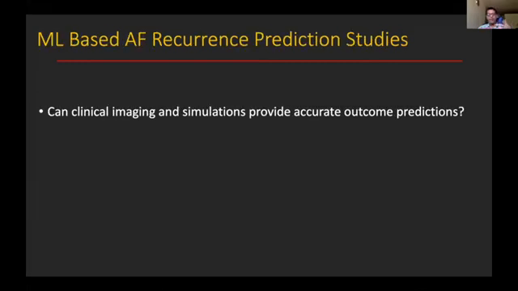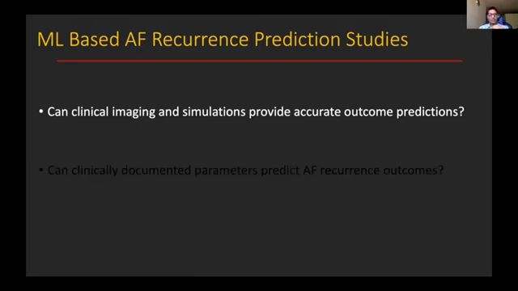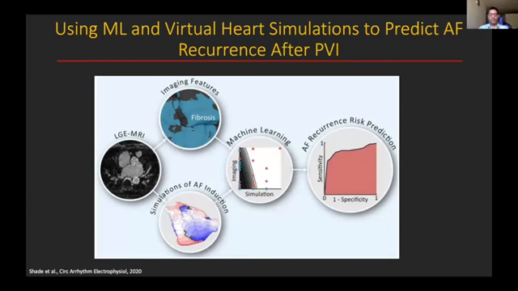Before developing this tool, there were some questions that needed to be addressed. The first question is, it has not been shown that clinical imaging and simulations can predict the recurrence after PVI. So that's one question. And the second question was, we already have these clinically documented parameters. Can we just use those alone and predict the recurrence? So we tried to address these two questions first before developing our tool. Let's first look at the question about clinical imaging and simulation. This is the work done by Julie Shade in our lab. She has done amazing work using imaging and simulation-based features and machine learning to predict the recurrence.